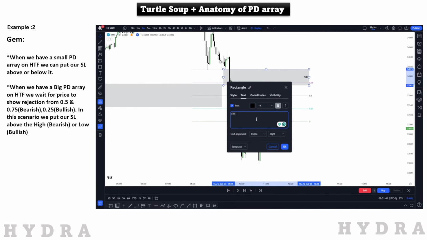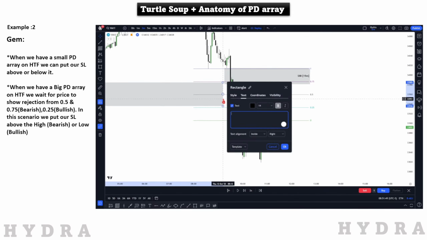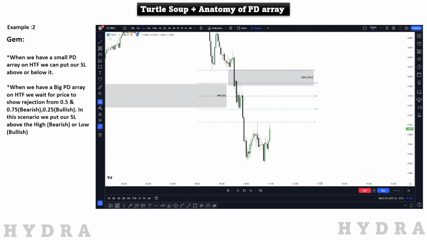So this is our CB from the 50-minute chart. This is the BPR from the hourly chart, and both of these are a bearish PDA. Okay, we are expecting a bearish price action. And now what does our rule say? To find a swing high on lower time frame. Do you guys see that we have a swing high right here?